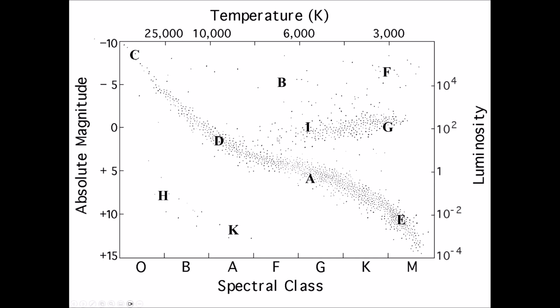That would be I. Okay, to say G2 Roman numeral 3, that would be a star with a similar temperature to the sun, but would be classified as a giant star.